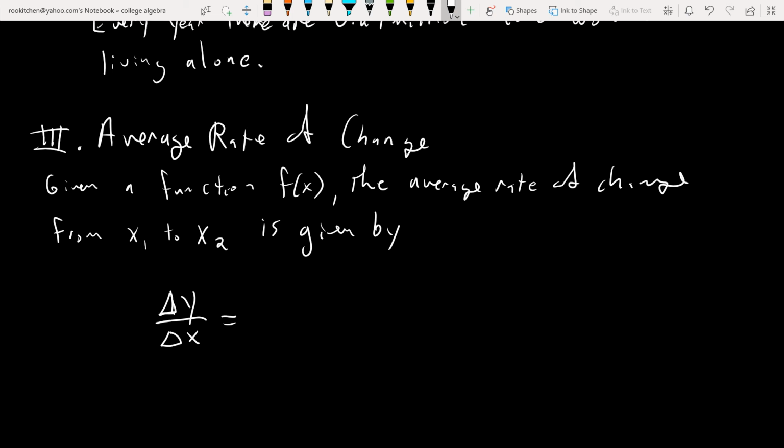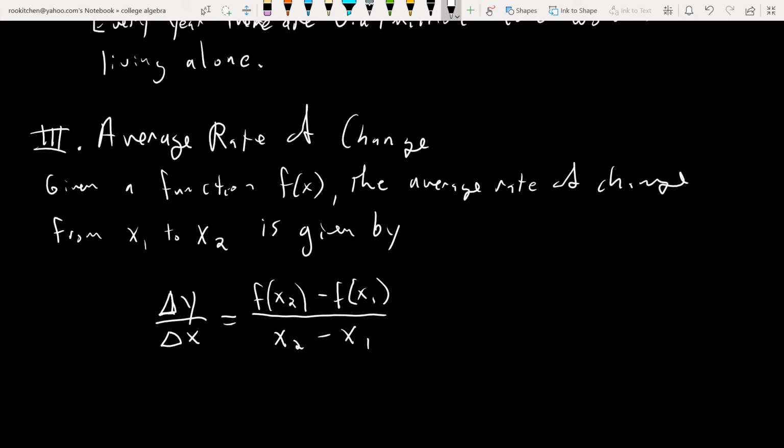And so delta y is change in y, delta x is change in x. Okay. In the numerator, we have f of x2 minus f of x1, which is basically just like y2 minus y1 all over x2 minus x1.